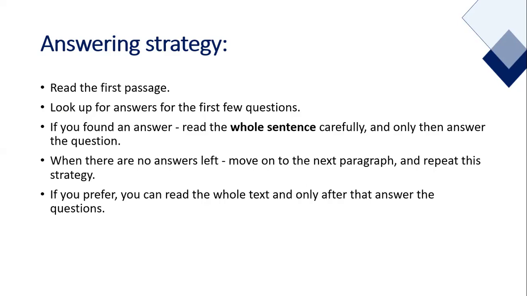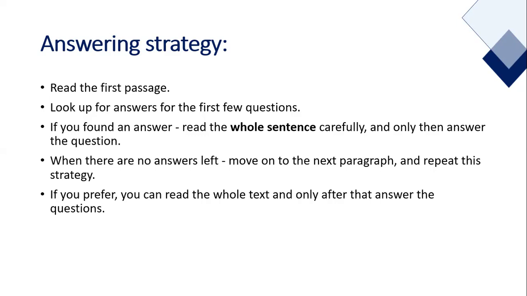Read the first paragraph, look for answers to the first few questions. If you find an answer, read the whole sentence carefully and then answer the question. When there are no more answers left in the first paragraph, move on to the next paragraph and repeat this strategy. So you're going paragraph by paragraph. You read the first one or two paragraphs, then go to the questions and see the statements that are relevant to them, and then come back to the text, read the next paragraph, and go back. You juggle between the statements that are given to you and the text.